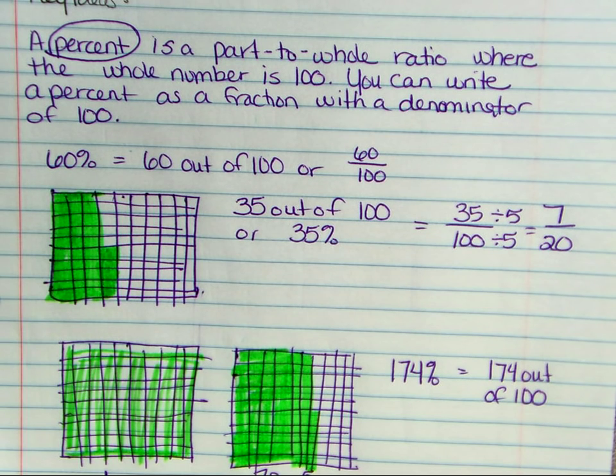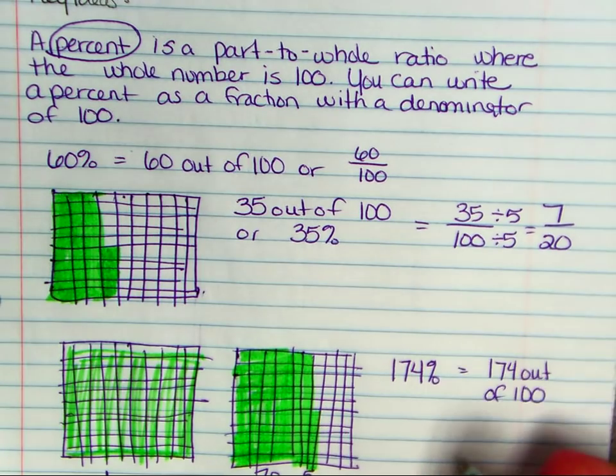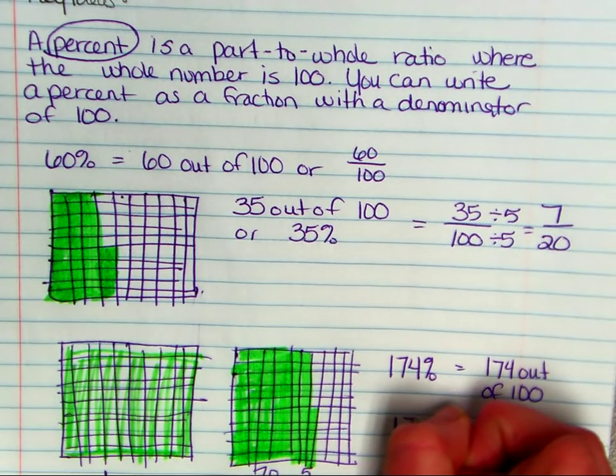Now we can simplify that, and we can say, okay, well, how many times does 100 go into 74? Well, it goes 1. So I would have 1, sorry.